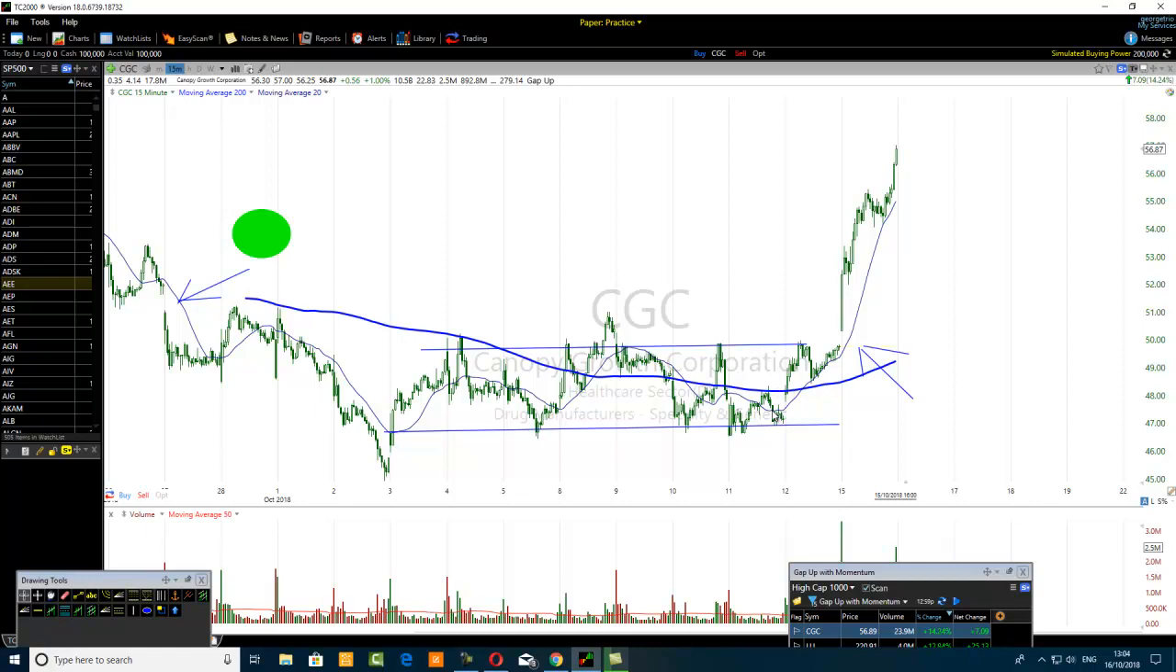Why is it breakaway? Because when we have a horizontal channel like this, according to the market profile, we call it a balanced market. In theory, not in reality, it means that there is equal force between the bullish traders and the bearish traders. The price goes up and down in a horizontal channel, and suddenly we have an imbalanced market.